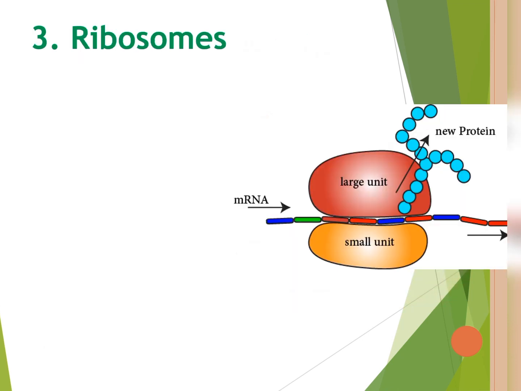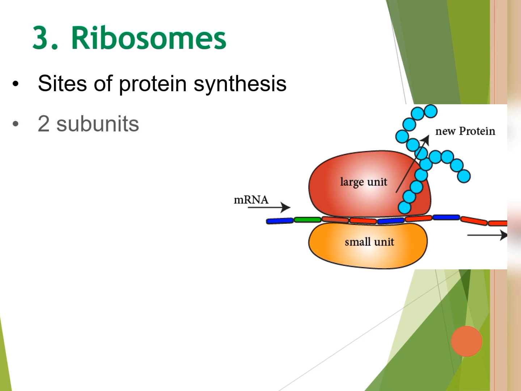The next organelle is ribosomes. Ribosomes are the sites of protein synthesis. They contain a high content of one type of ribonucleic acid, which is ribosomal RNA. Structurally, a ribosome consists of two subunits, one about half the size of the other. The large and small subunits are made separately in the nucleolus, which is a spherical body present inside the nucleus. Once produced, the large and small subunits exit the nucleus separately, then they come together in the cytoplasm.